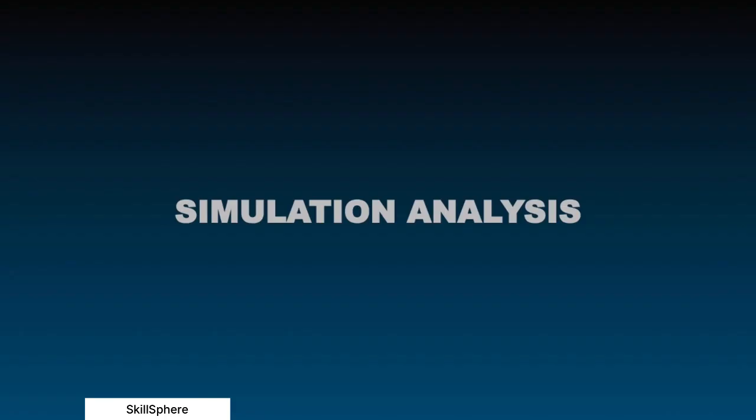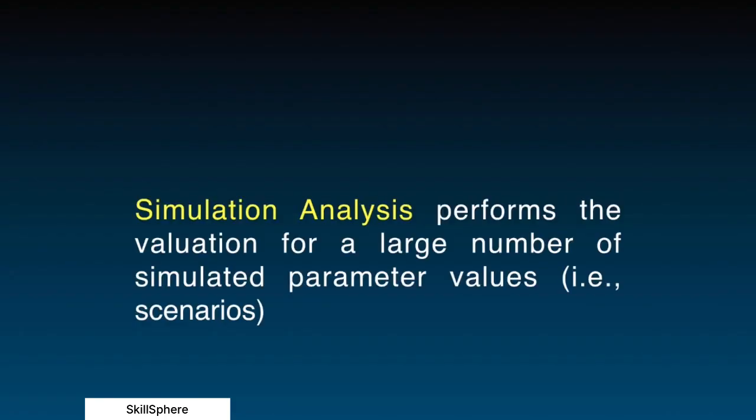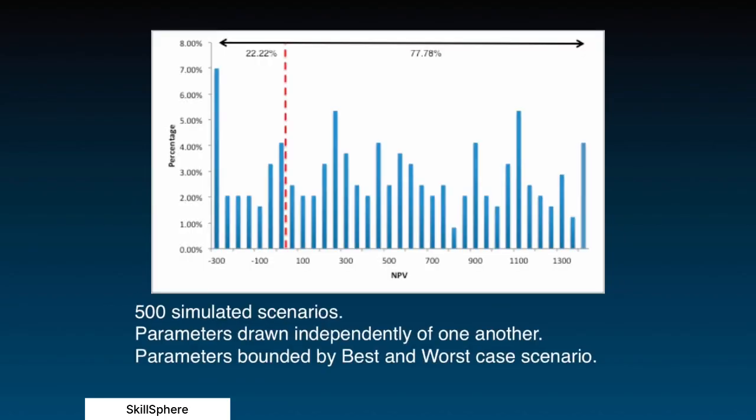Finally, I want to talk about simulation analysis. In simulation analysis, we're going to perform the valuation for a large number of scenarios, a whole bunch of different parameter values. And what I did is I selected 500 different scenarios. I just randomly drew parameter values from a distribution constrained by the best and worst case scenario for each parameter. And I did that 500 times. And I computed the NPV for all 500 draws. And I plotted them here in a histogram.